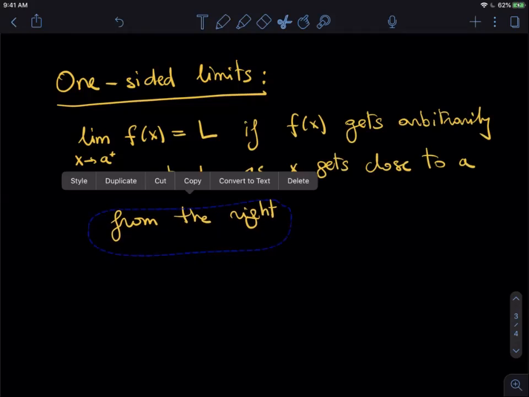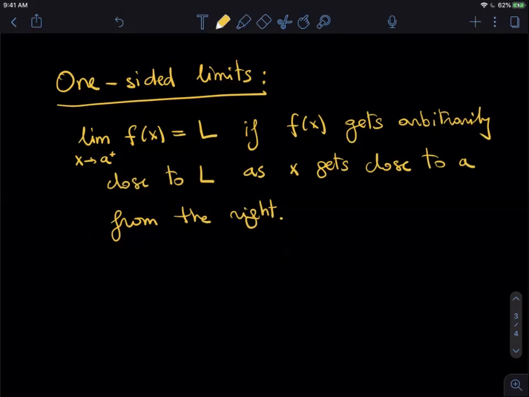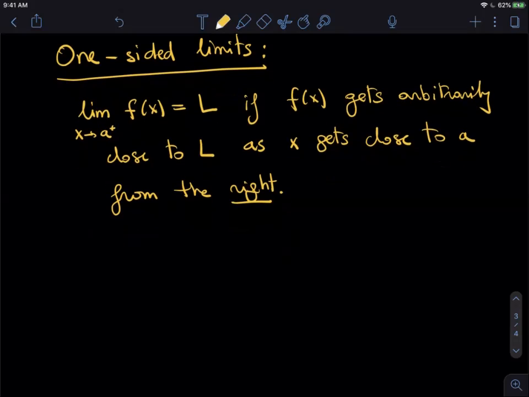A way to remember the plus: if you think about a as 0, you would be coming from the right, those are the positive numbers. So that's a way you can remember. This is the right, this is called the positive side.